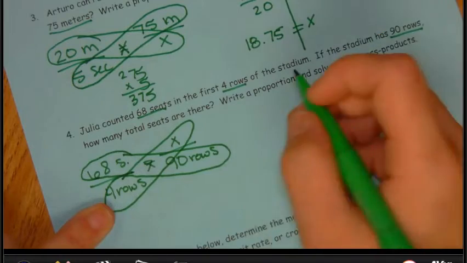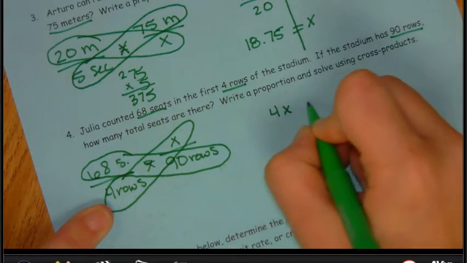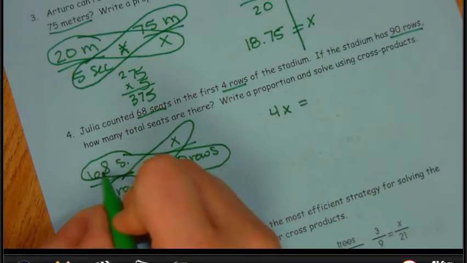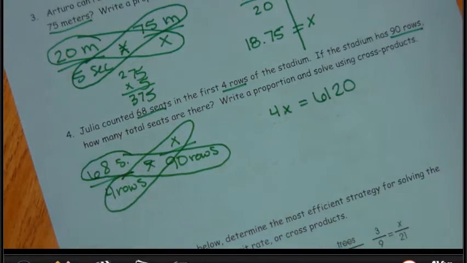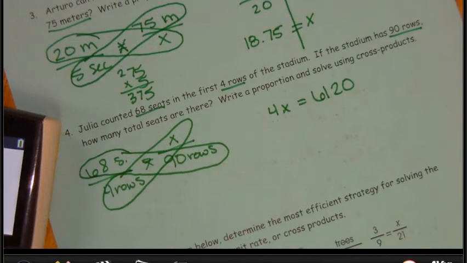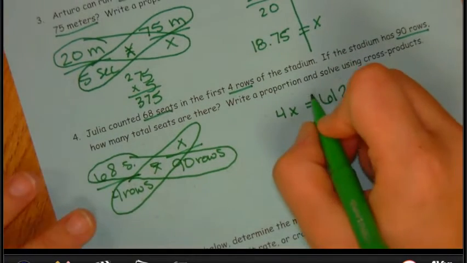So we're going to start with 4 and x. 4 times x is equal to 68 times 90, and I believe that's 6,120. Okay, let me double check here. 68 times 90 is 6,120.